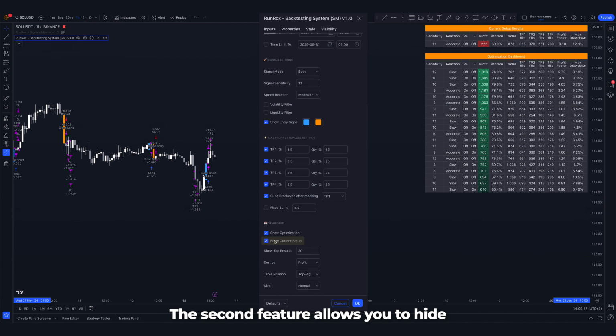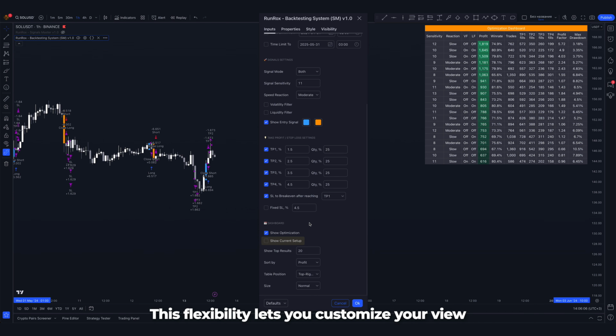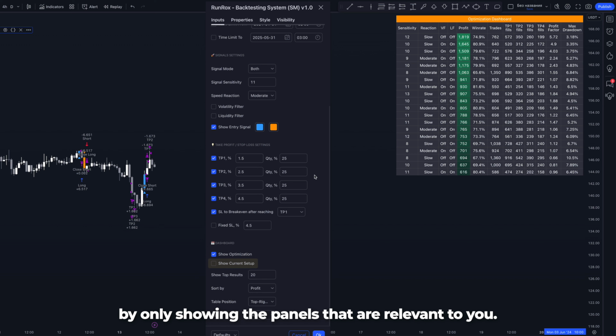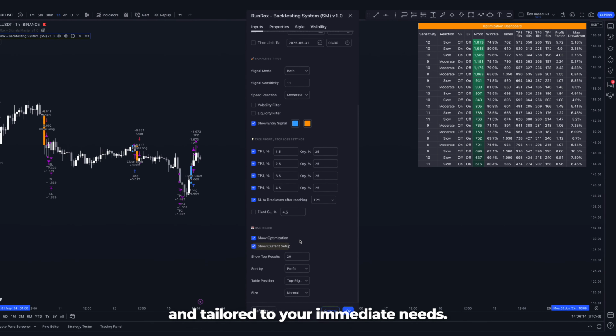The second feature allows you to hide the panel displaying metrics from signal settings. This flexibility lets you customize your view by only showing the panels that are relevant to you. It's a valuable tool for focusing on specific data and avoiding clutter on the dashboard, making your analysis more efficient and tailored to your immediate needs.